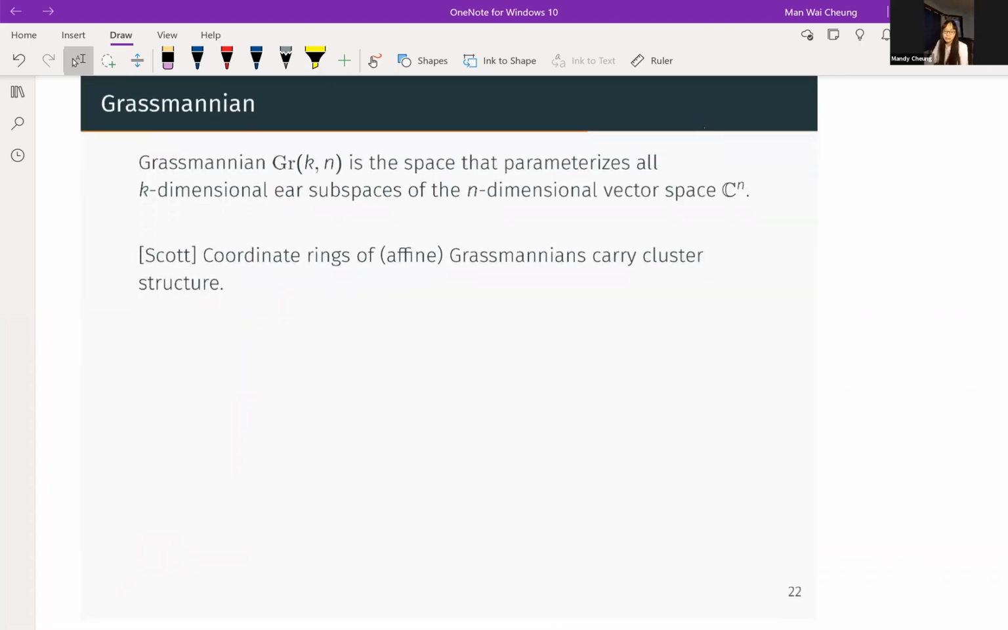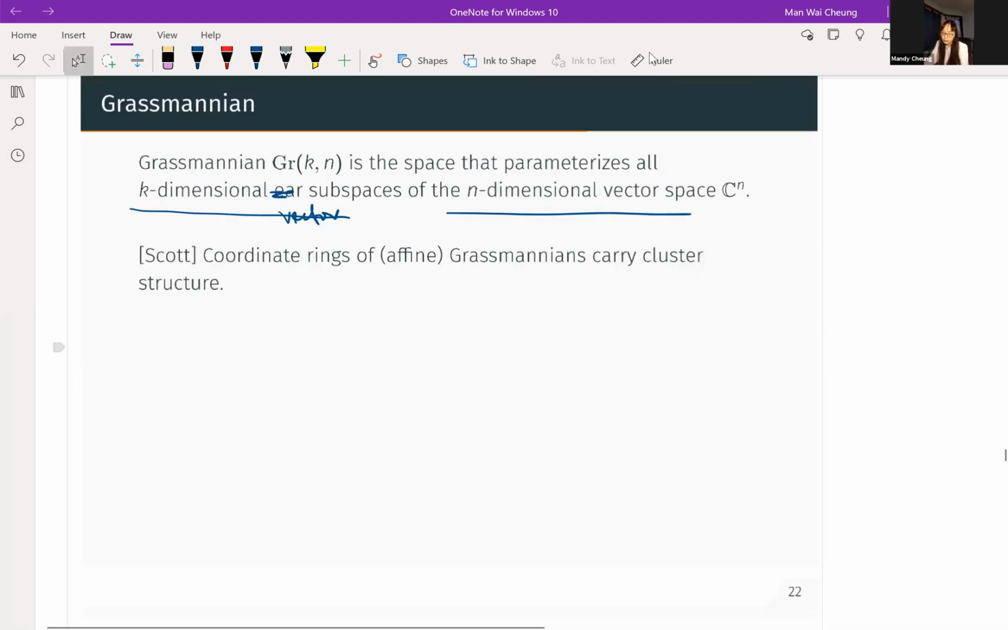Quick revision: the Grassmannian is the space that parameterizes all k-dimensional vector subspaces of the n-dimensional vector space C^n. Oh, I even have a spelling mistake, sorry. And then Scott showed that the coordinate ring of the affine cone of the Grassmannian carries the cluster structure. So actually Grassmannians are cluster varieties, so we can put back all the machinery we have before into this Grassmannian world.